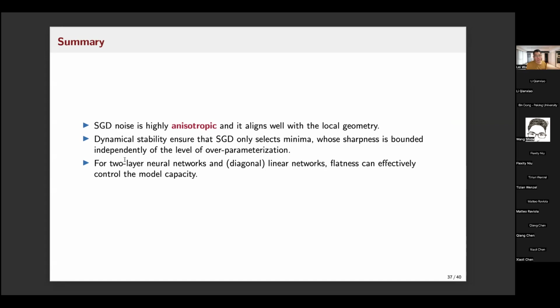Another important observation is that the stability control ensures that the sharpness of stable minima is bounded independently of the level of over-parameterization. We also provide two specific models to illustrate how stability control imposes effective capacity control for generalization. Yeah, this is all my talk.